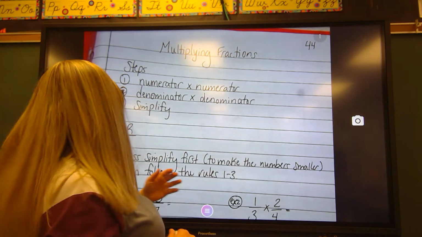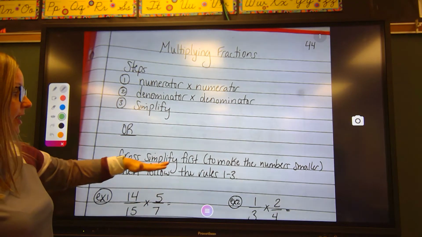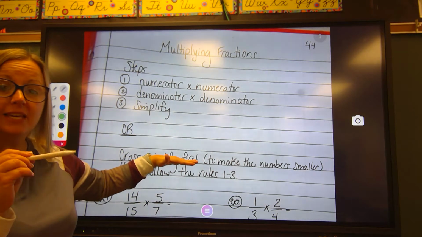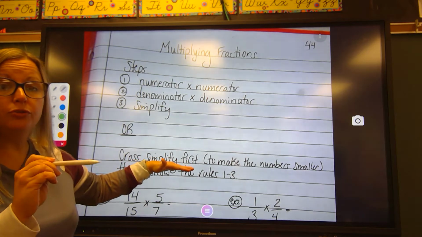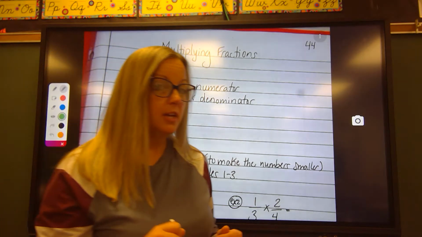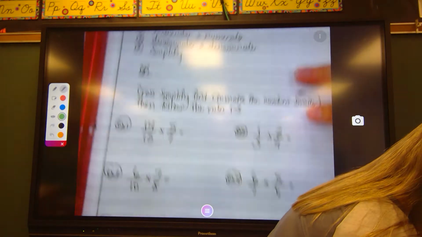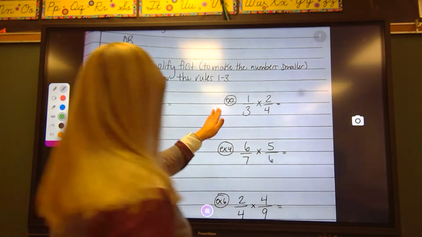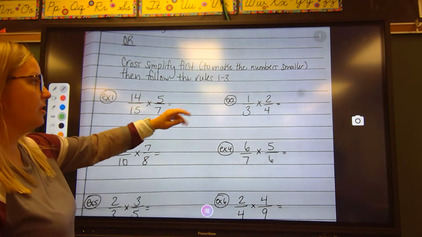I want to show you a little trick that I like to do with some of the examples of making the fraction smaller before you do top times top, bottom times bottom. So let's take a look at a couple examples here. Let's start with example 2, because this one's got a little bit smaller numbers.